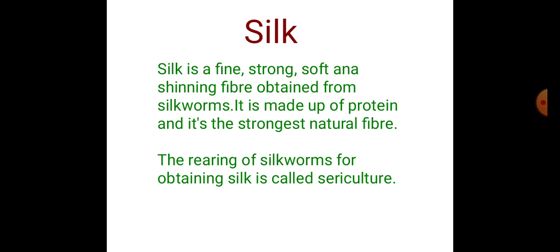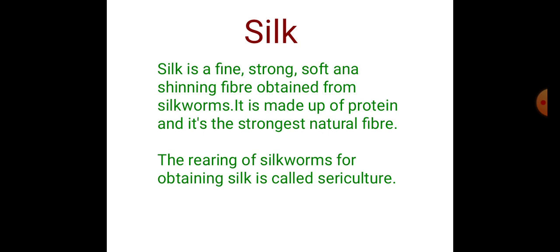Our next point is silk. Students, we know that silk is a fine, strong, soft and shining fiber obtained from silkworm. Silk is made up of protein and it is the strongest natural fiber. As it is an animal protein, when it is burnt, it gives a smell of burning hair.